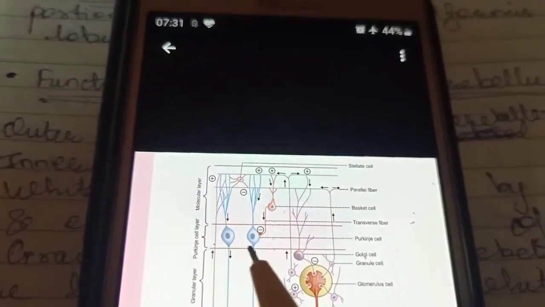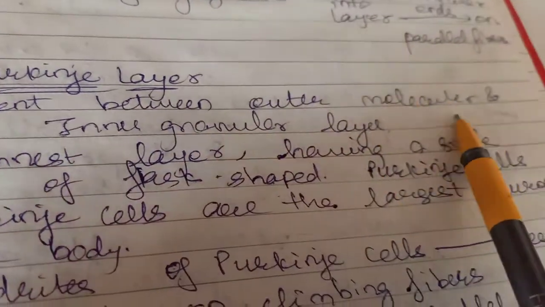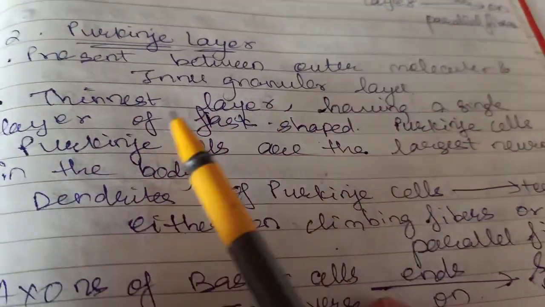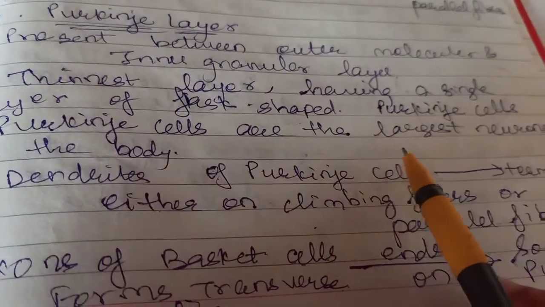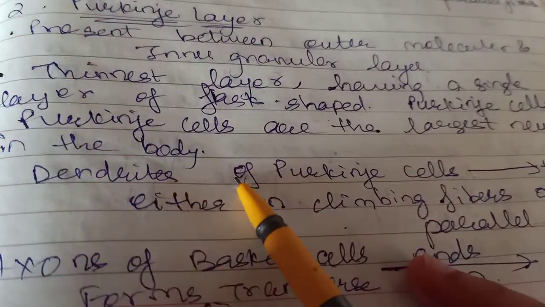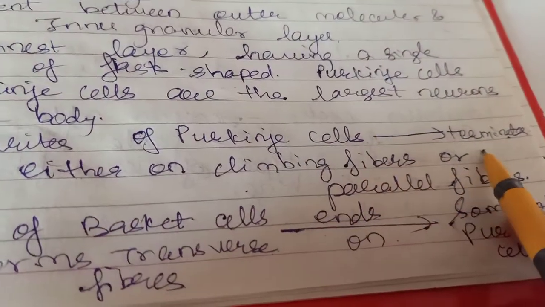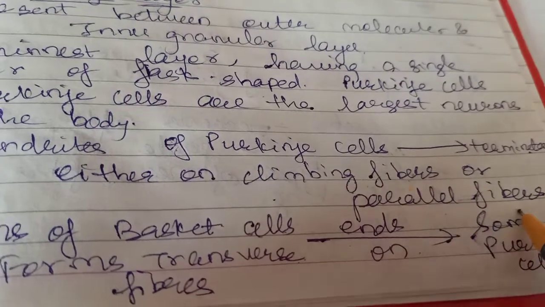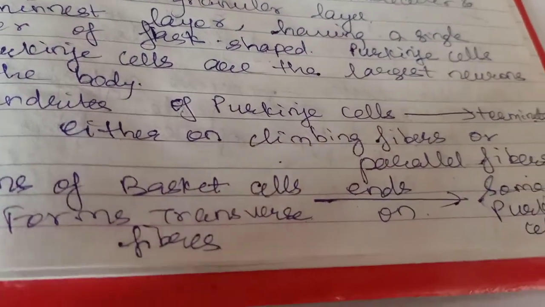So this was about the molecular layer, the outermost layer. The next layer is the Purkinje layer. This is present between the outer molecular and the inner granular layer. It's the thinnest layer and has a single layer of flask-shaped Purkinje cells. The Purkinje cells are the largest neurons in the body. The dendrites of the Purkinje cells terminate on climbing fibers or the parallel fibers, which I have just shown here.